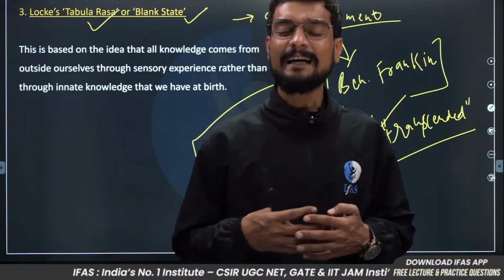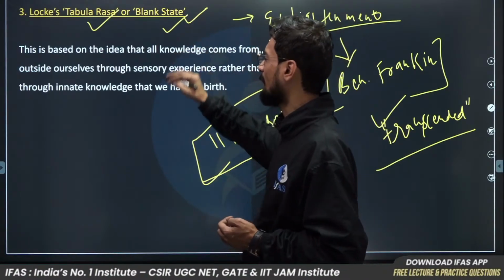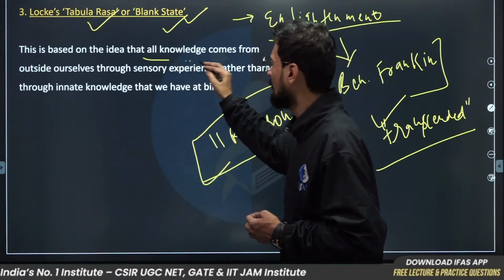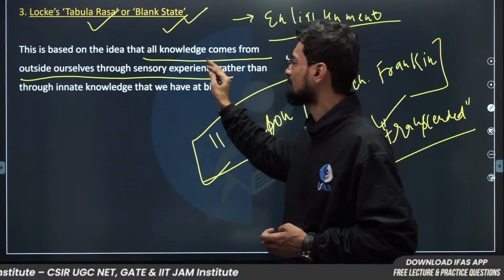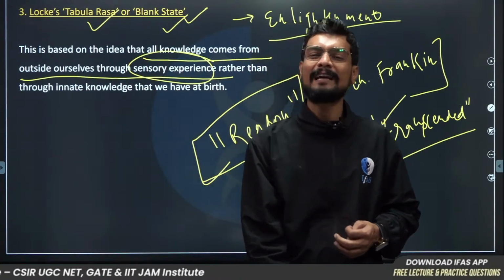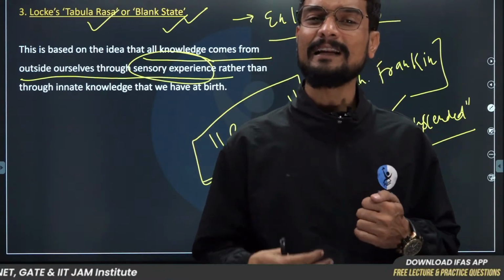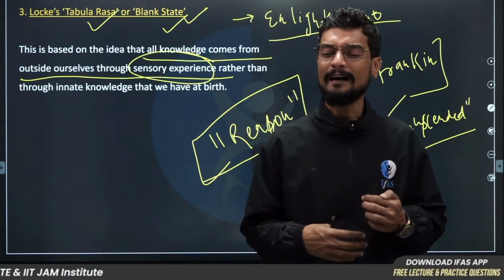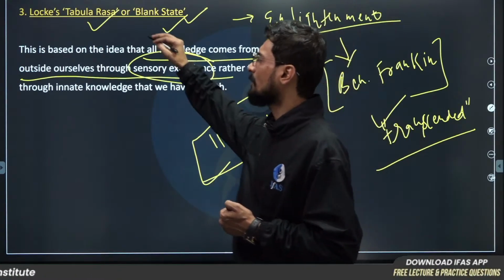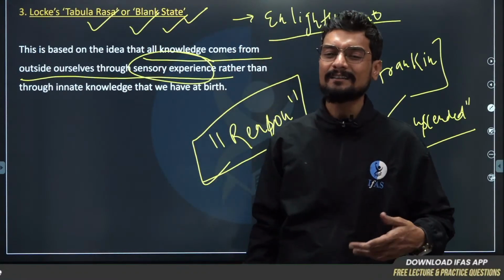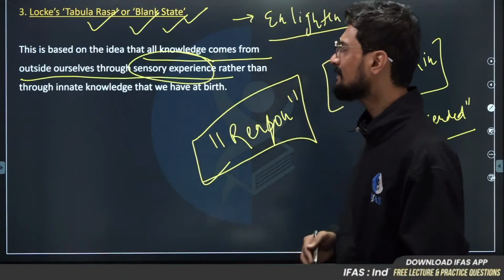These are the grounds on which Locke puts forward the idea that all knowledge comes from outside ourselves, through sensory experience, for example sight, smell, hearing. These kinds of arguments are there when we talk about the development of language by Locke's tabula rasa. They can ask questions revolving around these concepts, so please do keep that in mind.